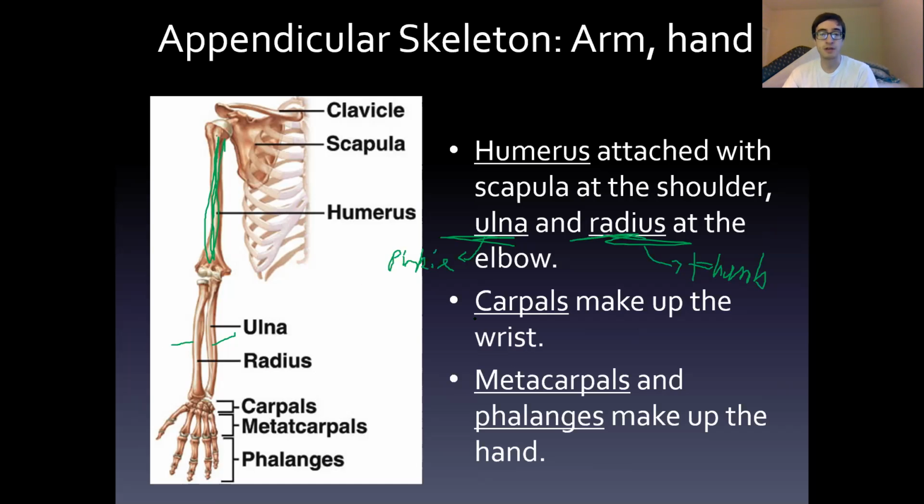You then have the carpals right here that go into your wrist that we talked about earlier. Those are those little short bones. The metacarpals are what make up the base of your hand, so your palm right here is your metacarpals. And then the phalanges are your fingers. So the carpals are your wrist, metacarpals are your palm, and the phalanges are your fingers.